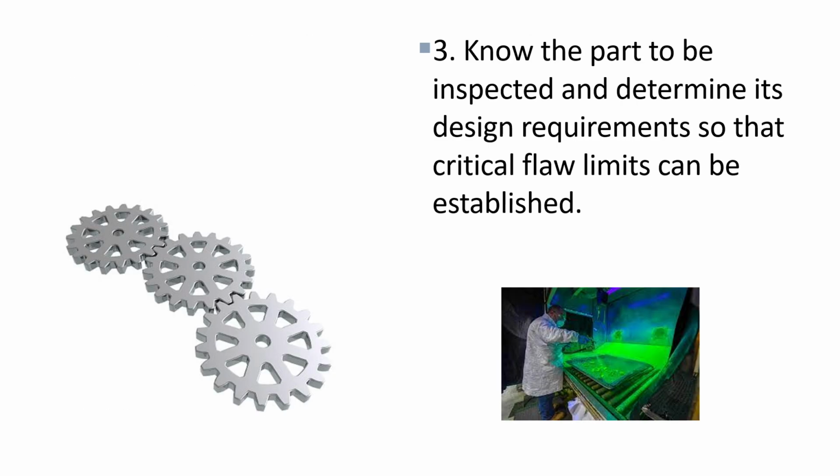And we need to know the part to be inspected. We need to determine what the design requirements are so that we can understand what the critical flaw limits are. Because if we're talking about something like an airplane, our critical flaw limits are probably going to be a little bit different than something that is just going to be on the ground, a bridge or some other type of component that, if it fails, it's not going to drop six miles out of the air and kill everybody and we're going to be on CNN.